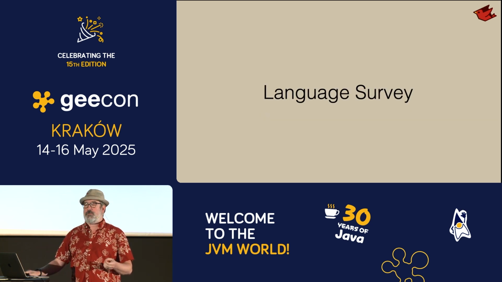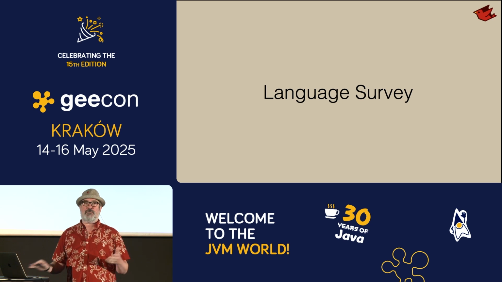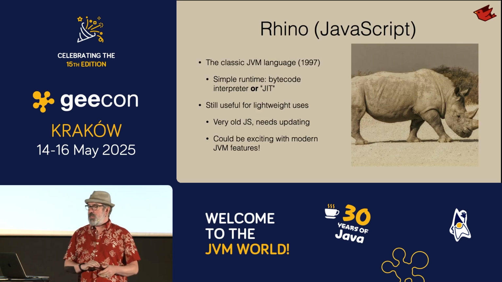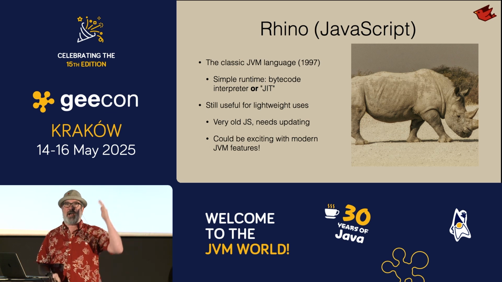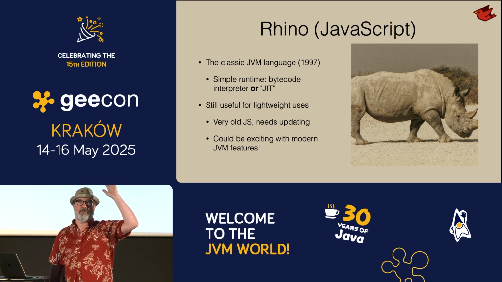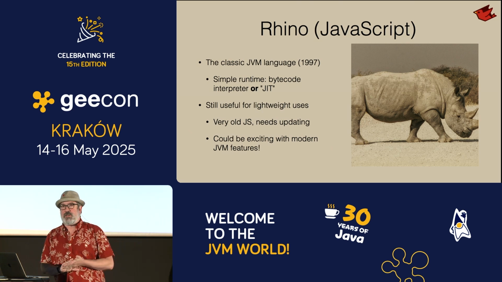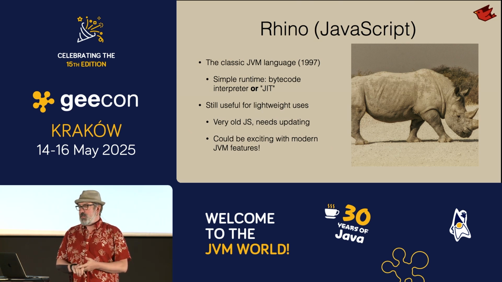So a quick survey of the languages we have available today on the JVM and where they are in their status. The old classic here, Rhino. How many Rhino users have we had out there? Sometime. Yeah, there's a few folks around. Some of us remember it. So this one goes way back. This is Java 1.1 time frame.